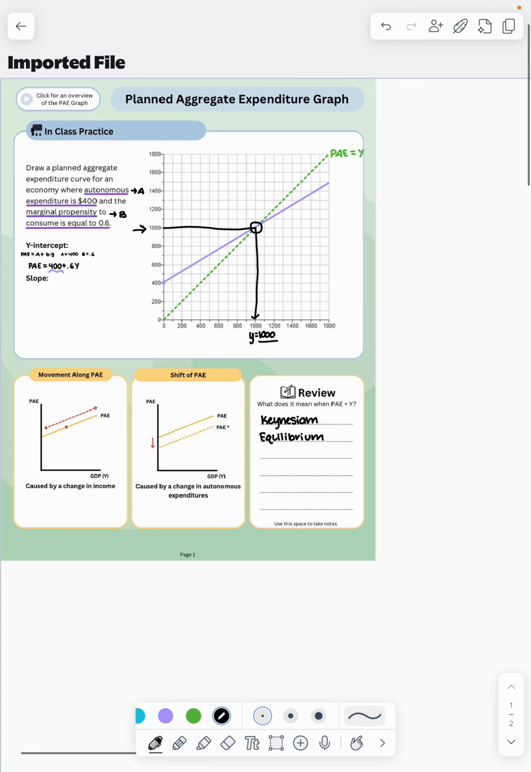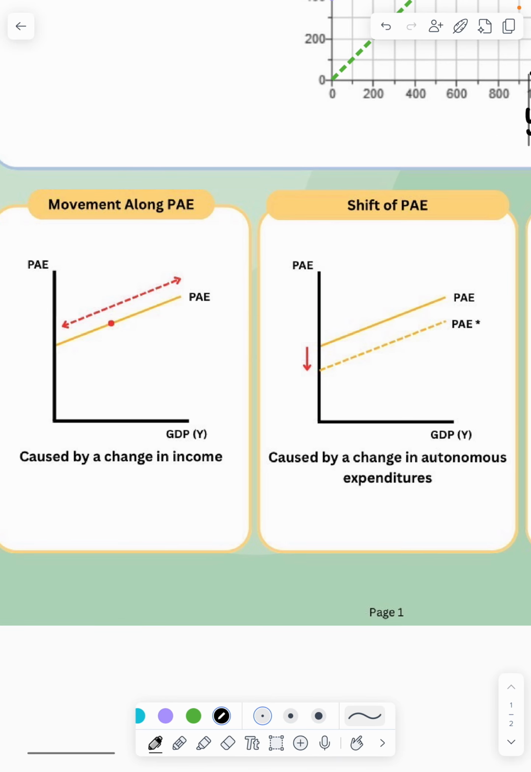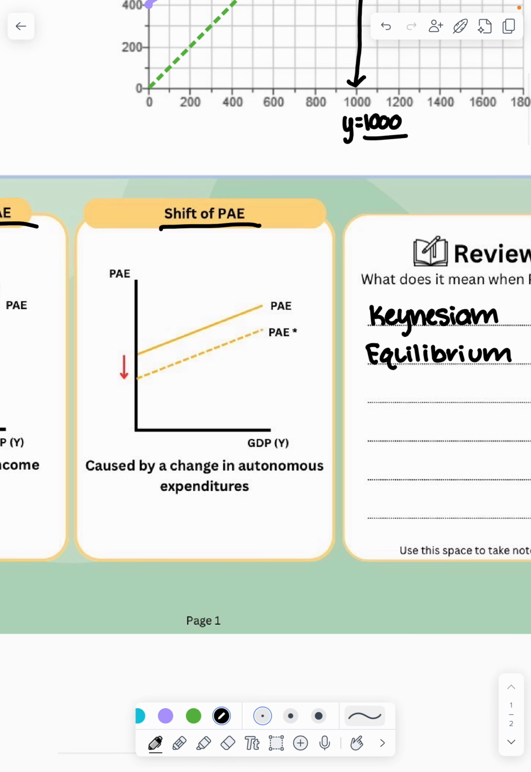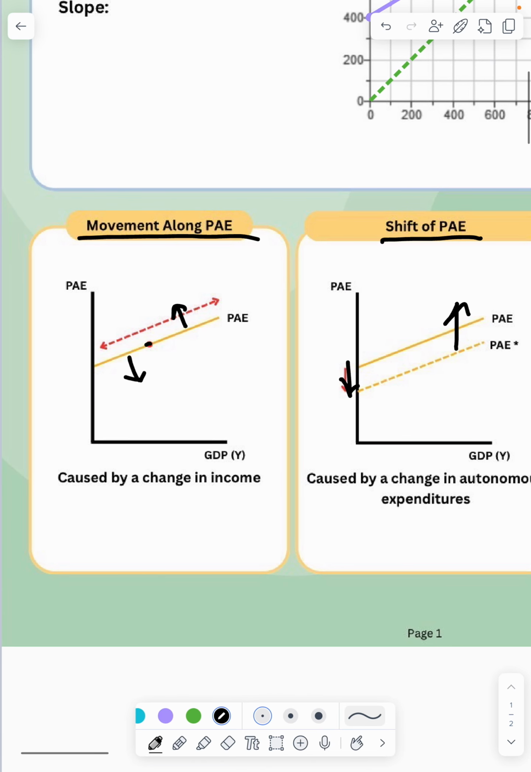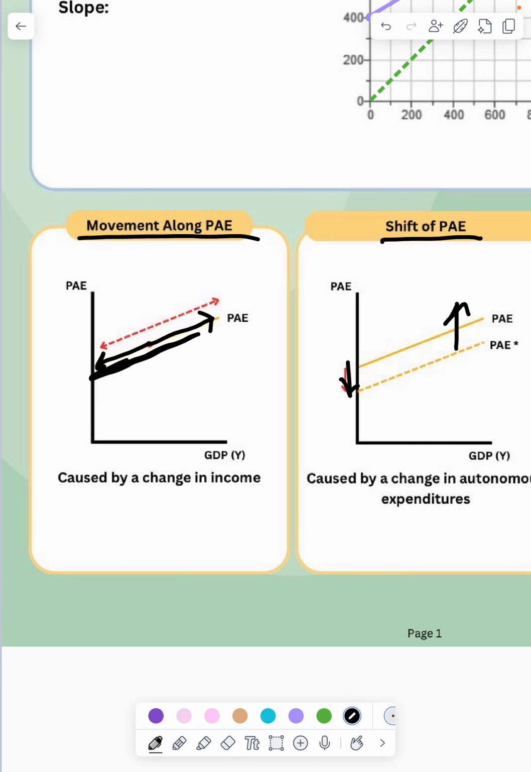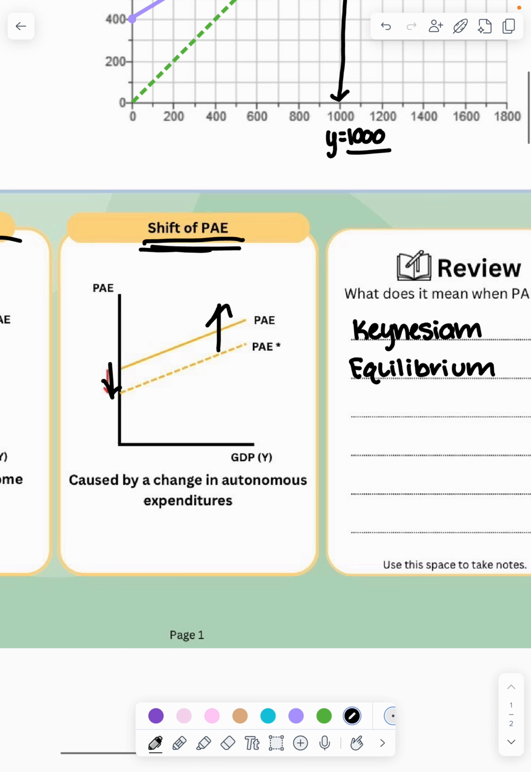Now we can also see down here some shifts and movements. Shifts mean the line is moving up or down. Movements actually means it's moving alongside the curve, not up or down, sorry. It's moving this way or this way, but it is staying on that line. Shifts mean it's shifting up or it's shifting down.